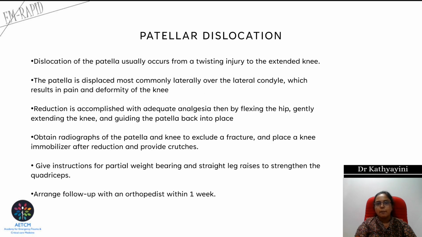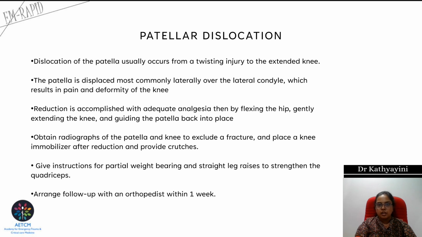Next is a patellar dislocation. Patellar dislocation usually occurs from a twisting injury to an extended knee. The patella is displaced, commonly laterally over the lateral condyle, and it results in deformity of the knee and also pain. Reduction is done after adequate analgesia and sedation, by flexing the hip and then gently extending the knee, and the patella is guided back into its location. So we flex the hip, gently extend the knee, and simultaneously guide the patella to its location.